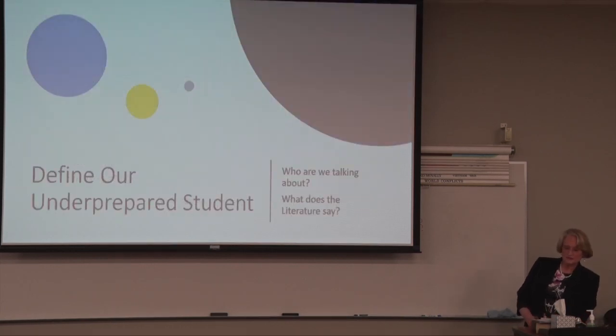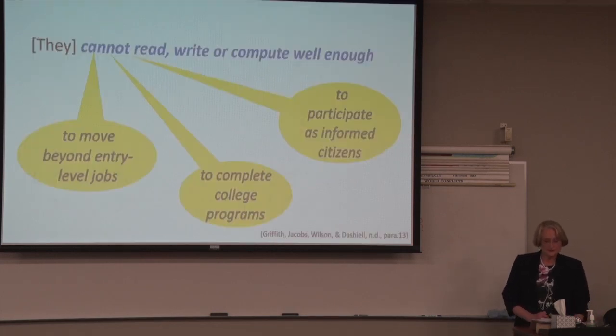My first question is, what does the literature say about who our underprepared students are? As an open enrollment college, many of our students cannot read, write, or compute well enough to complete college programs. Many of them are coming to college because they realize that they are unable to move beyond entry-level jobs, and they want more for themselves and for their families.